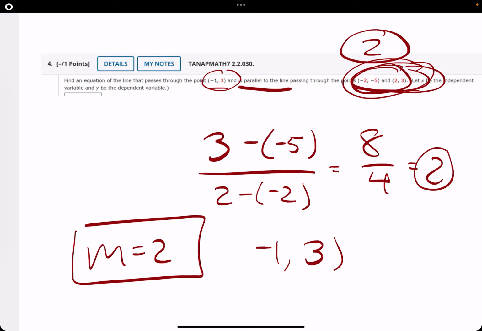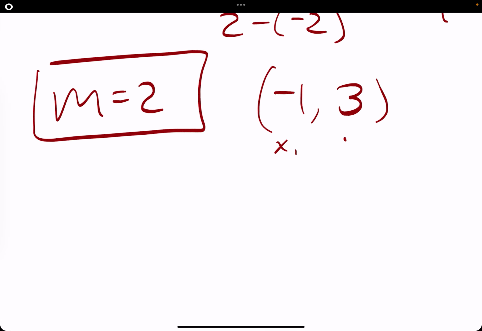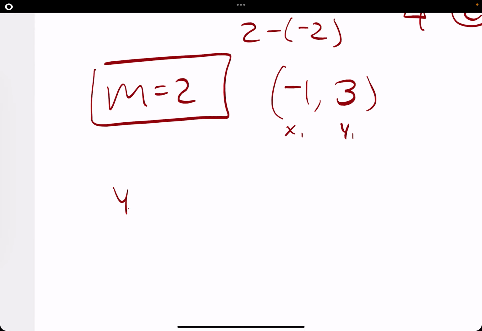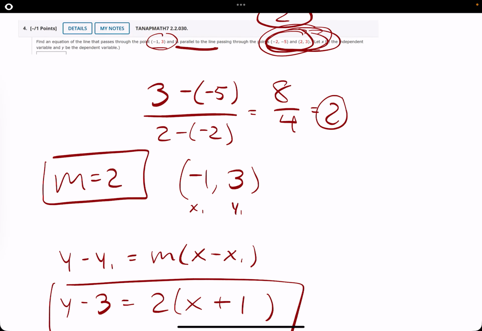When we have a slope and a point, or an x1 and a y1, if you will, let's use point slope form. Y minus y1 equals m times x minus x1. That would be y minus 3 equals 2 times x minus -1, or just x plus 1. And you can leave it like that if they're just asking for an equation.